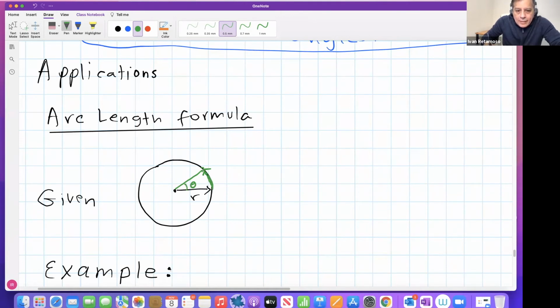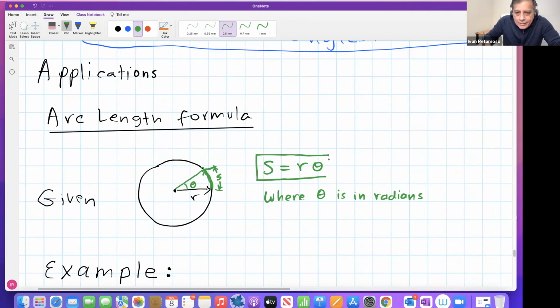Now, if you are interested in the length of this arc, let's call it S, the length of this arc, S. Then turns out there is a formula. S is equal to R, the radius, times theta, where theta is in radians. That is the condition. Not in degrees, but in radians, okay? So the formula is easy to remember. S equals R theta gives you the arc length, the length of the arc. Very good.